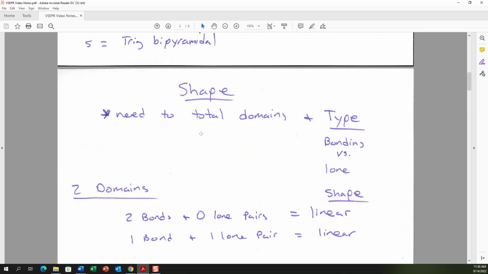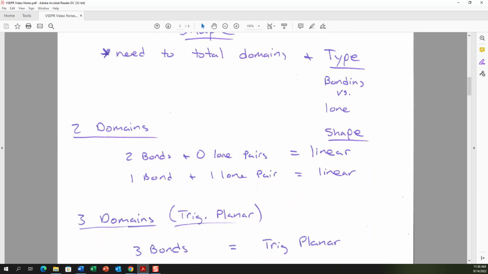All right? So when it comes down to shape, we need to not only know how many domains we have, but we've got to know what types we have. You know, how many of the domains around the atom are bonding domains and how many are electron pairs, or unshared pairs. So for linear, there is no subcategory of shape. If you have 2 domains, it doesn't matter if it's 2 bonds and 0 lone pairs or 1 bond and 1 lone pair, it's linear, okay?